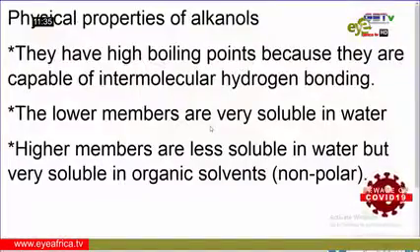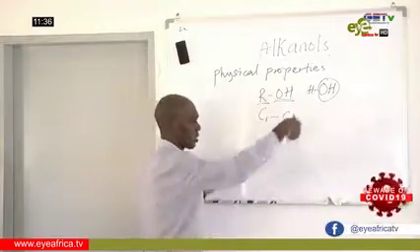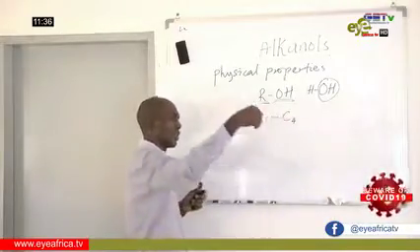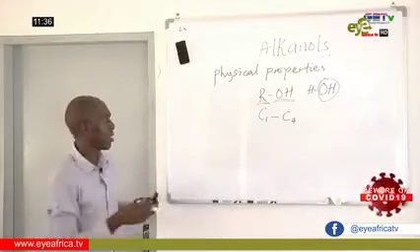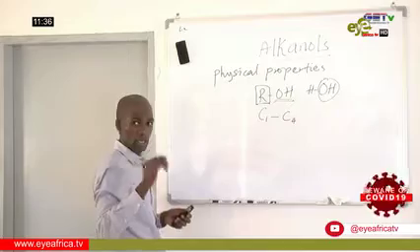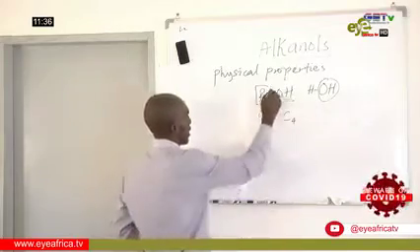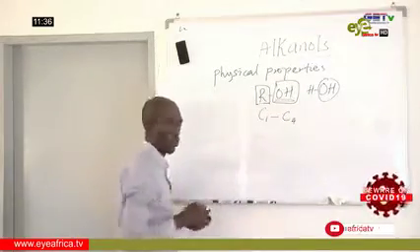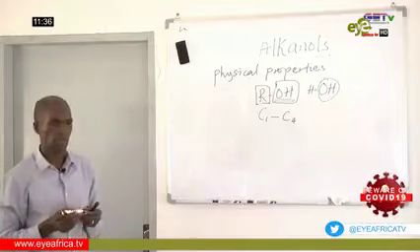Okay? But as the number of carbons increases, their solubility in water decreases. But instead, they become more soluble in organic solvents. So alcohols have this property. They can dissolve in water. They can also dissolve in organic solvents. Why? Because they have what? The R group, which is non-polar, which can dissolve in non-polar solvents, and then the hydroxyl group, which is polar and can dissolve in polar solvents like water.